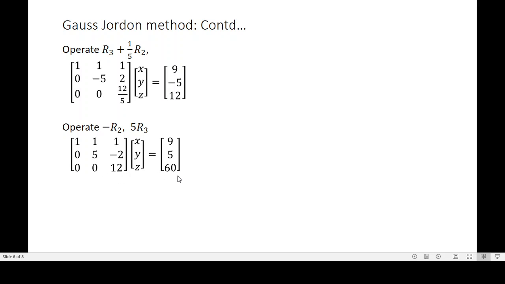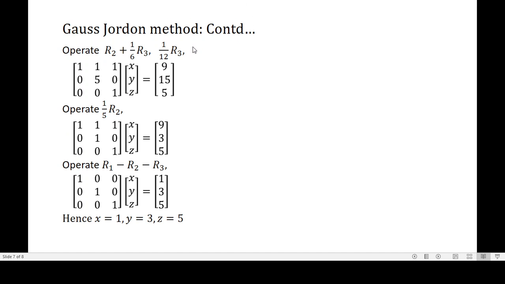So let me consider 1 by 12 R3. 1 by 12 R3 gives 0, 0, 1 and 5. Okay. Then operate 1 by 5 R2. 1 by 5 R2 gives 0, 1, 0 and 3. See, we have 5 and 15. So let us consider 1 by 5 R2. So the next row operation is 1 by 5 R2. So that simplification becomes easier. So 0, 1, 0, 3 here.